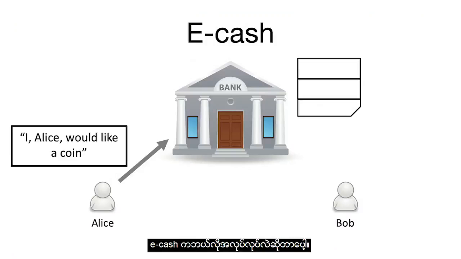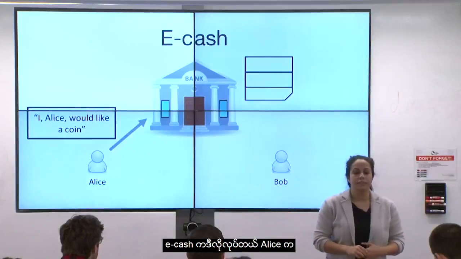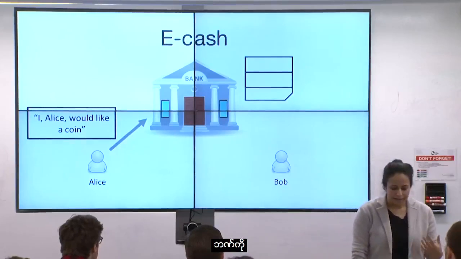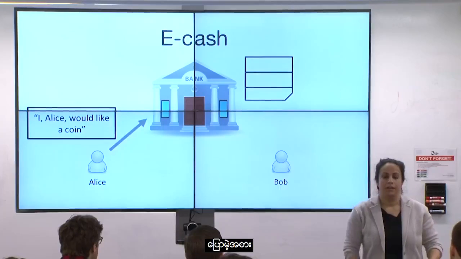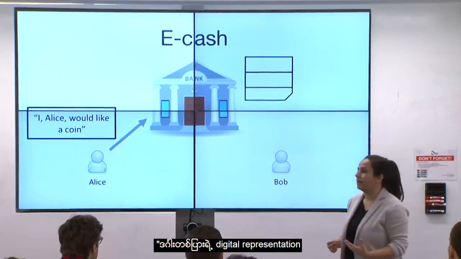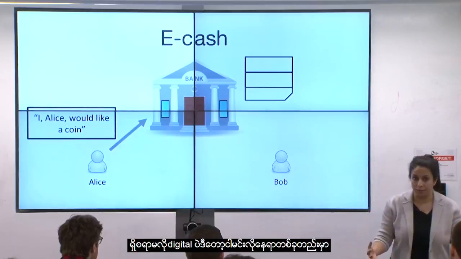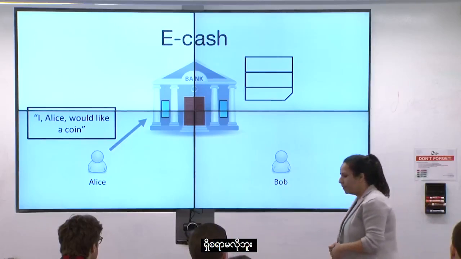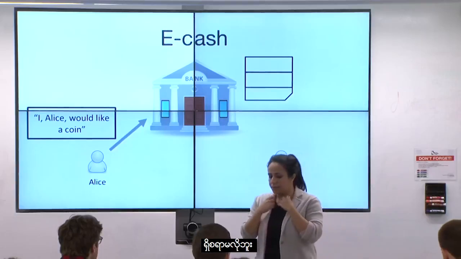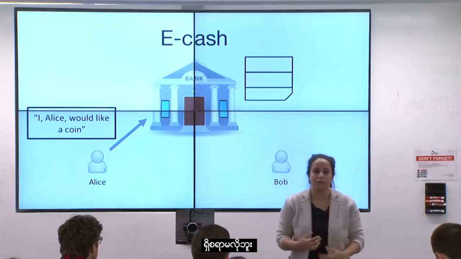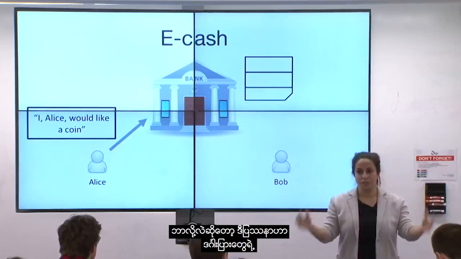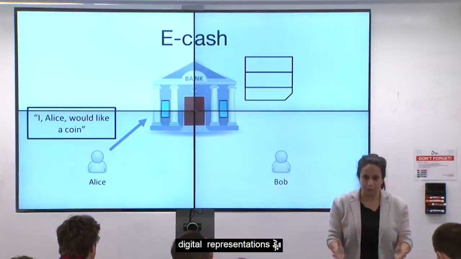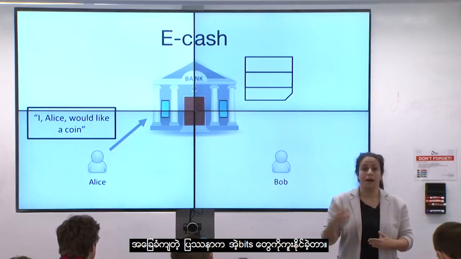So the way that eCash works is, instead of saying, hey, bank, do this transfer for me, Alice says, hey, I would like a digital representation of a coin. Can you give me something that is digital, so I don't have to be in the same physical place as you, and that I can use in such a way that I can prove to someone else that I have this thing and that I haven't double spent it? Because that's the problem with digital representations of coins. A fundamental problem is that bits can be copied.